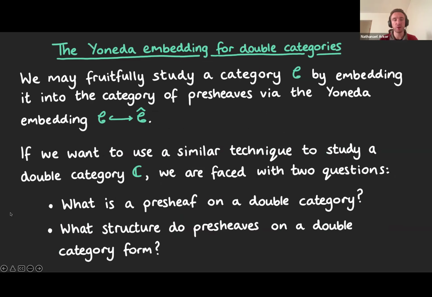Now for the third example, I need to give a bit more context. So we're probably all familiar with the idea that if we want to study a category, it's often useful to embed the category in the category of presheaves using the Yoneda embedding. And if we care about studying double categories, then it stands to reason that we might want to do something similar for double categories. You might want to study a double category C by embedding it into some double category of presheaves or something like this.